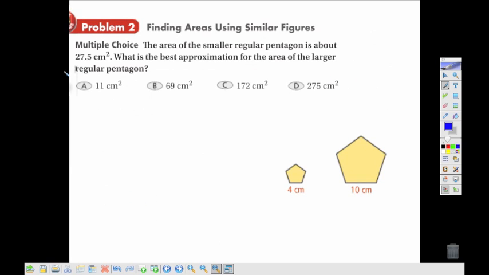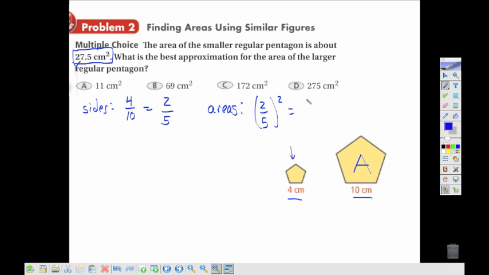In this example, we're given the area of the smaller one, here, and we want to find the area of the larger one. I'll call that A. So first we want to look at the ratio of the sides. If we look at the ratio between the sides, that's going to give us a ratio of 4 over 10, or we can reduce that to 2/5. To find the ratio of the areas, we want to use that same ratio, except we need to square it. And so that's going to give us 4 over 25.